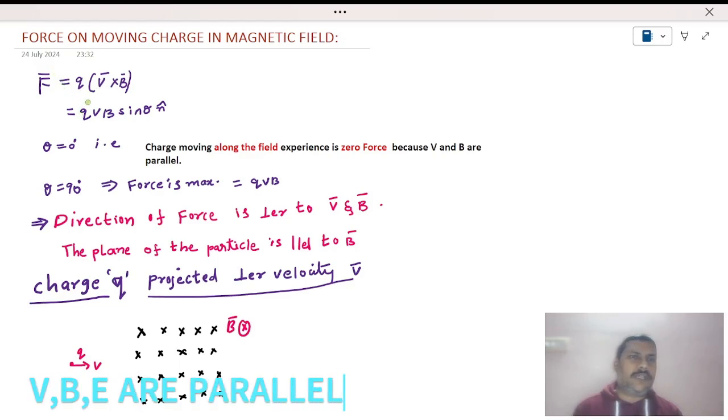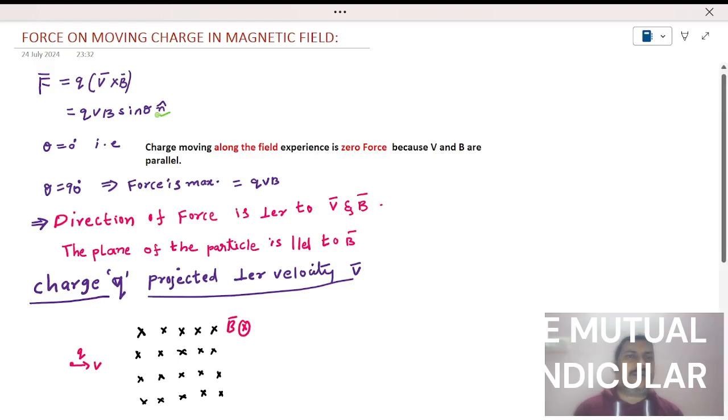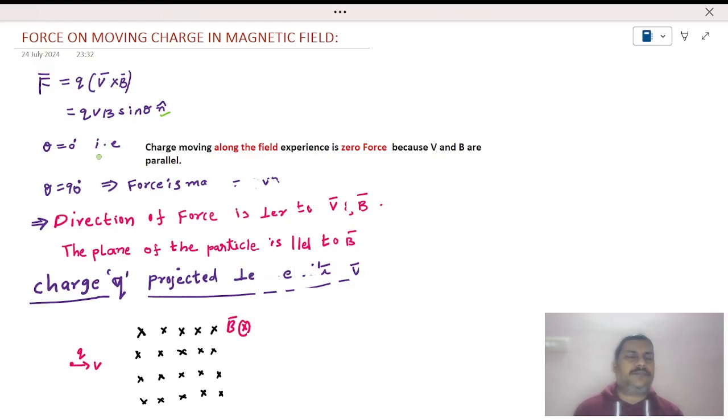So you know force is a vector. Here velocity and B, the magnetic field, are also vectors. Q is a scalar. So the cross product of V bar and B bar gives the direction of force. So now, F equals QVB sin theta n cap. N cap is the direction of force, which is perpendicular to V bar and B bar.